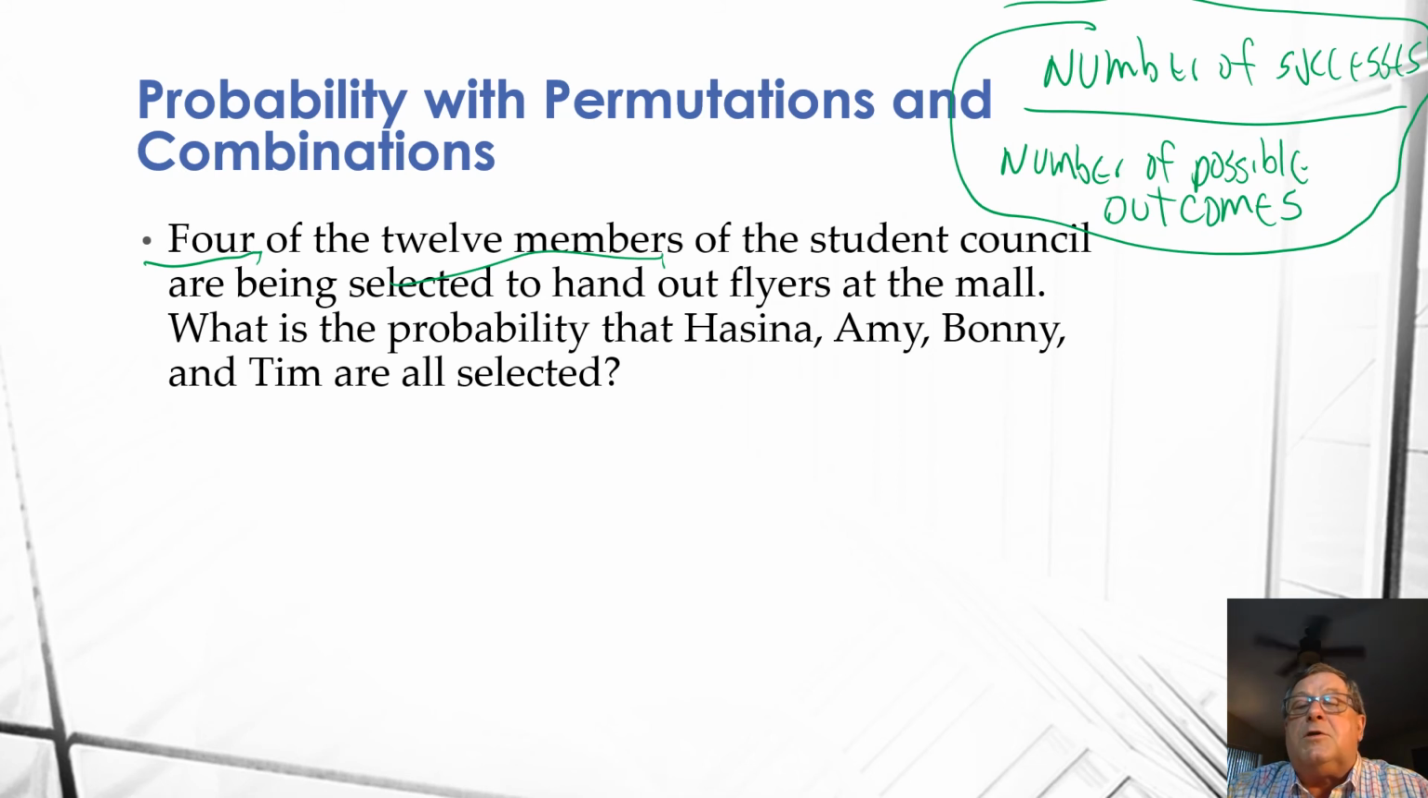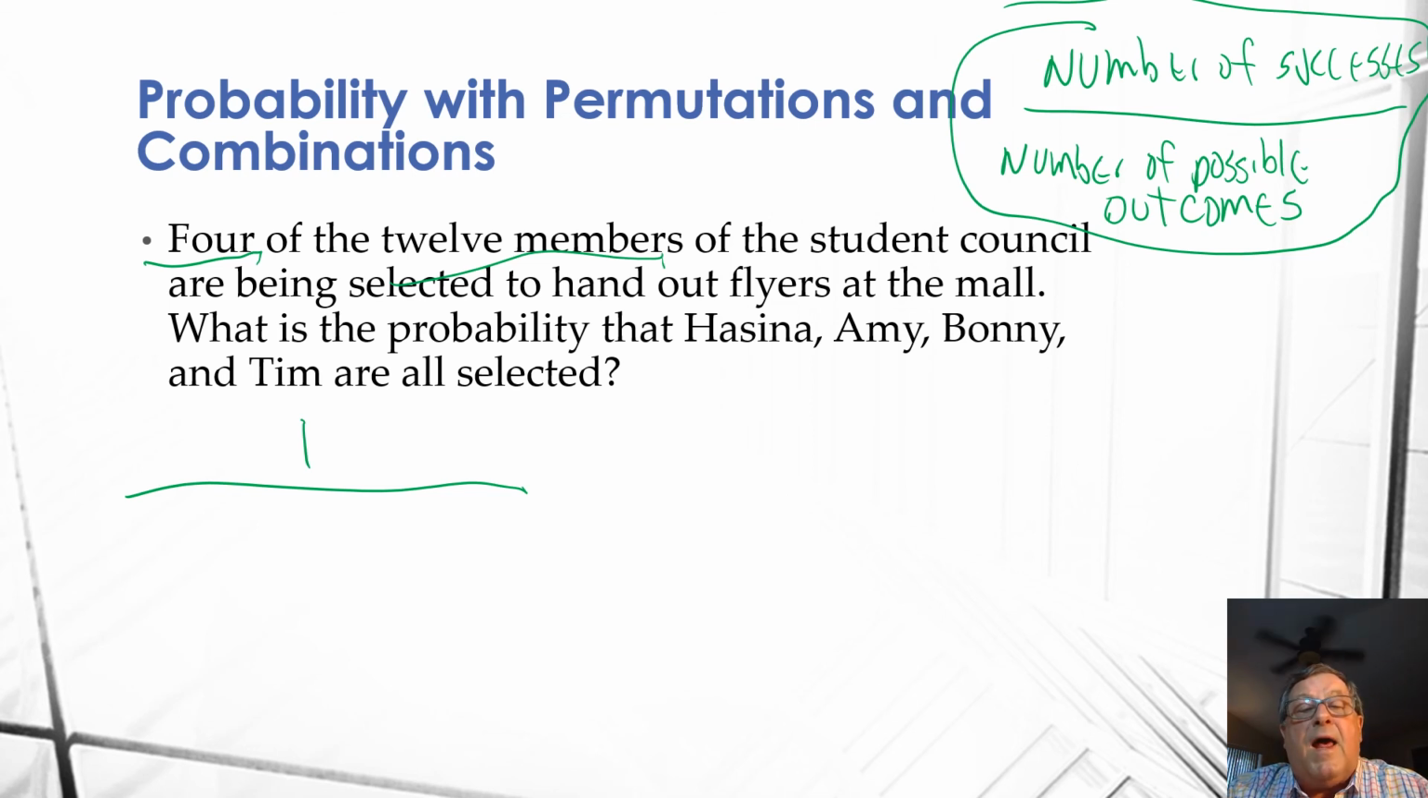Well, let's think first about what our number of successes is. When we're talking about all 4 of these being selected, there's really only one success. Now, what about the total number of possible outcomes? We've got 4 members being selected out of 12.